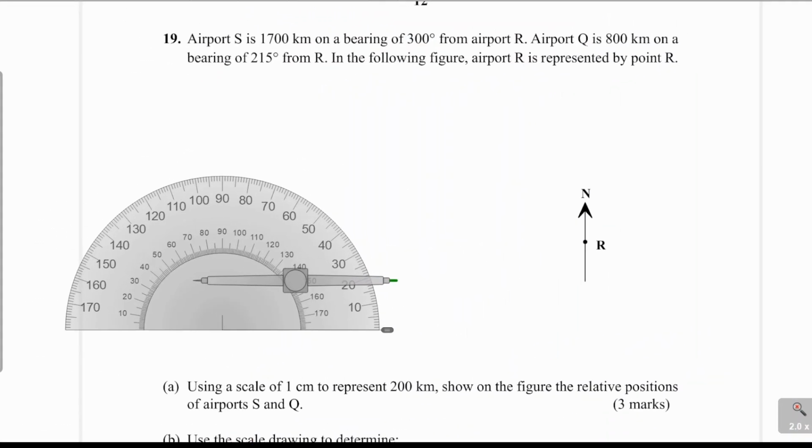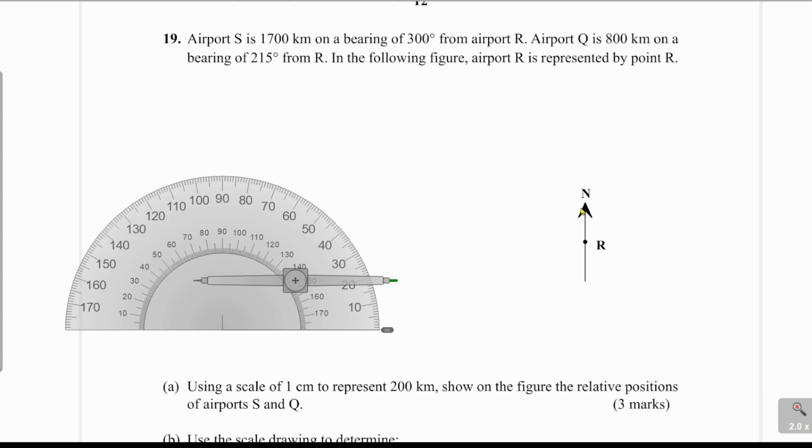Airport S is 1700 kilometers on a bearing of 300 degrees from airport R. Airport Q is 800 kilometers on a bearing of 215 degrees from R. In the following figure, airport R is represented by point R. So the question, part A: using a scale of 1 centimeter to represent 200 kilometers, show on the figure the relative positions of airports S and Q.